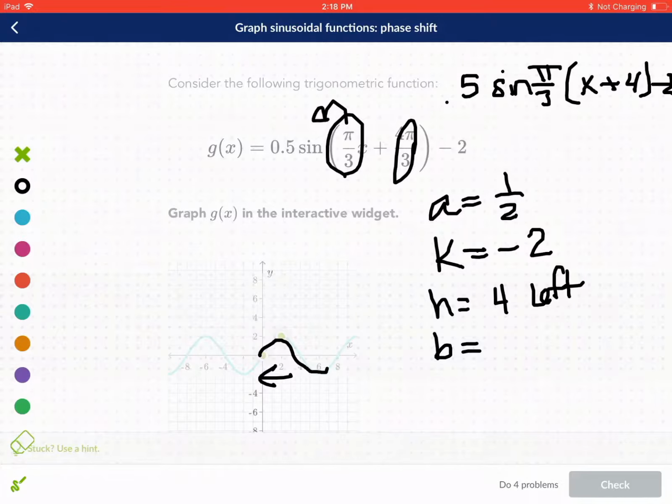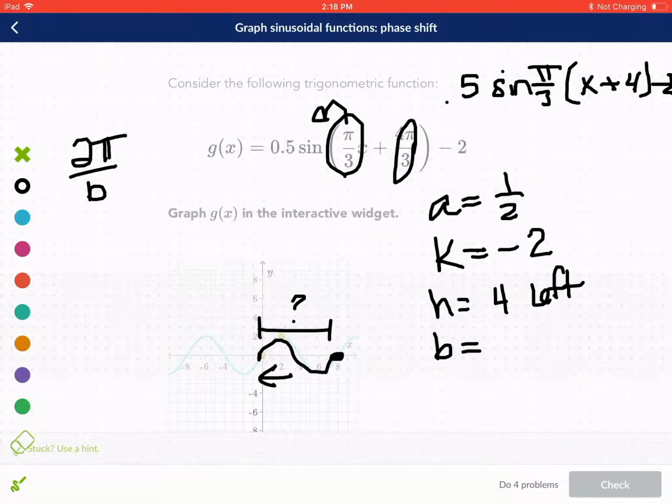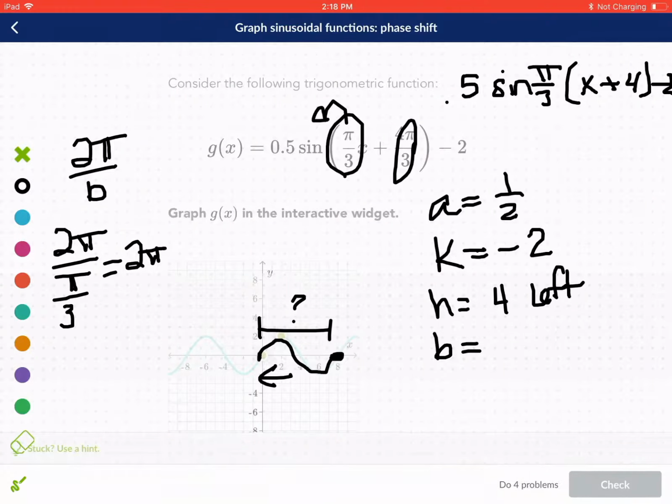Now to find the b, remember b helps you determine your period. So how long does it take to complete one cycle? Remember how to find that? We did 2 pi over b. Well, our b in this case is pi over 3, so 2 pi over pi over 3, keep change flip, or keep change reciprocal, so 2 pi times 3 over pi. The pi's cancel out, and we're left with a 6. So it's going to take us 6 units to complete one full cycle.